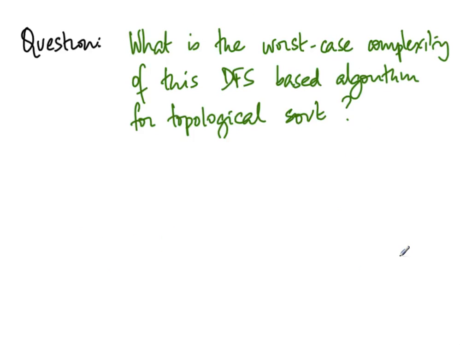So what is the worst case complexity for this DFS based algorithm for topological sort?